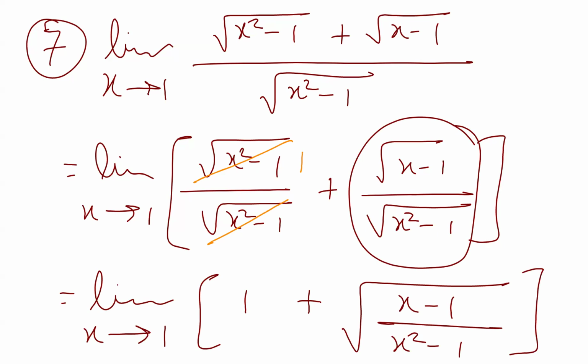Now, can someone tell me how to simplify this term x square minus 1? How to simplify this? X square minus 1 within the root, which is in the denominator. The orange colored term. Yes, correct. It is a square minus b square. That is a plus b, a minus b. So it will be x plus 1, x minus 1. Fine.